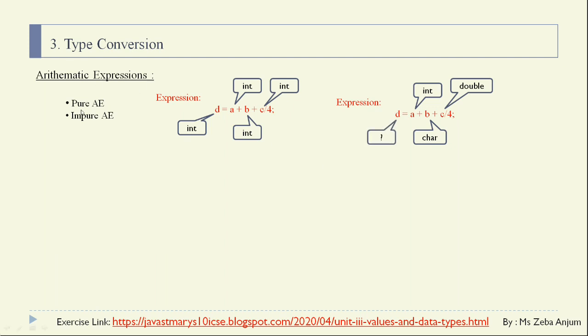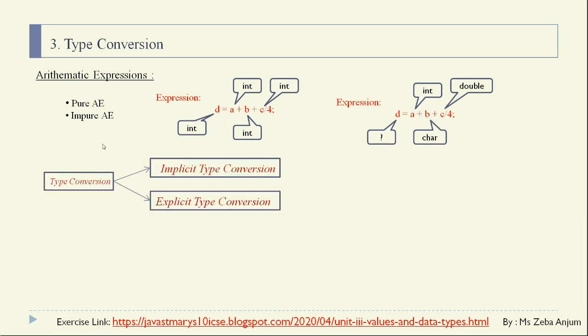Now regarding pure arithmetic expression and impure arithmetic expression, the first example refers to a pure arithmetic expression, where we are having only a single type of data type present in an expression. In an impure expression, we are having mixed data types. So that is the difference between those two.